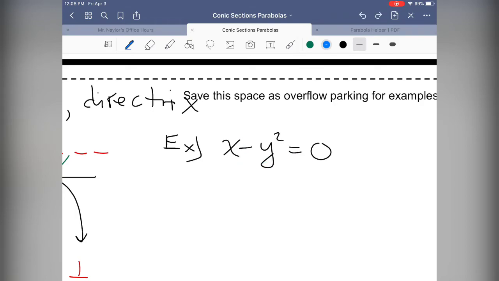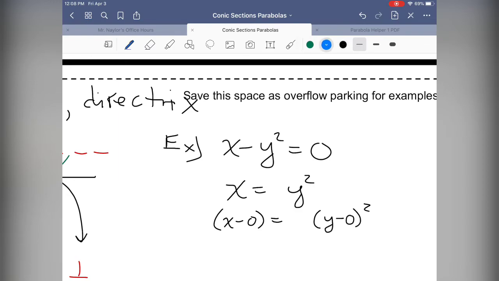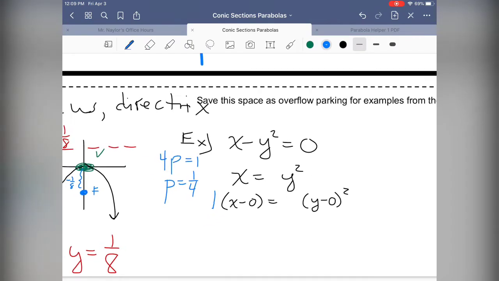I'm going to move it on the other side because that helps me to get rid of, of course, anything that's negative. If I want, I can certainly think of this as x minus 0. I can also think of it as y minus 0 squared. But I think that the key to this problem is that you realize that the p-value is the value that's in front of the non-squared term. And what I really meant is the 4p value is in front of that non-squared term. So 4p would have to equal 1. And if 4p is equal to 1, then we can deduce that p equals a fourth. Again, it's a fraction, but that's fine.